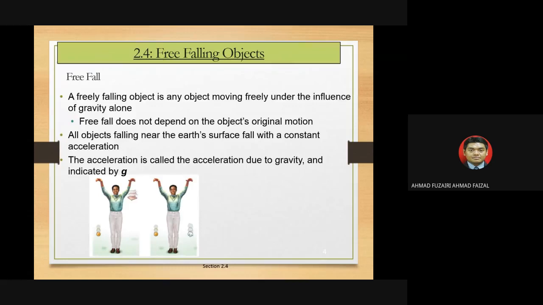A freely falling object is any object moving freely under the influence of gravity alone, and it does not depend on the object's original motion. All objects falling near the Earth's surface fall with a constant acceleration. Acceleration tells you how fast the velocity changes for every second. The acceleration is called the acceleration due to gravity and indicated by the symbol g.